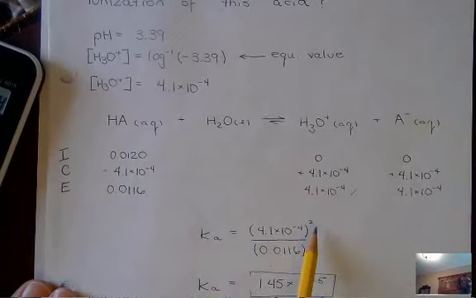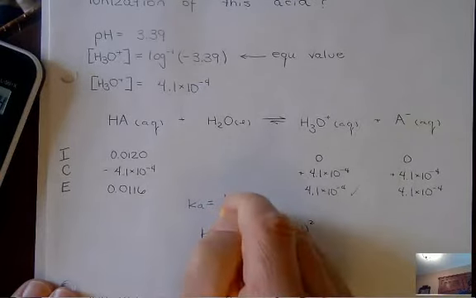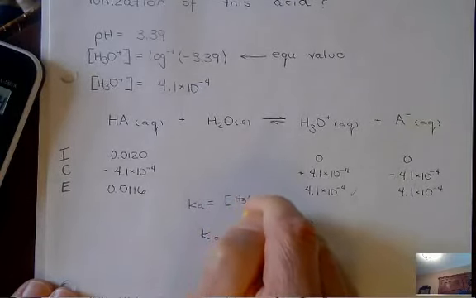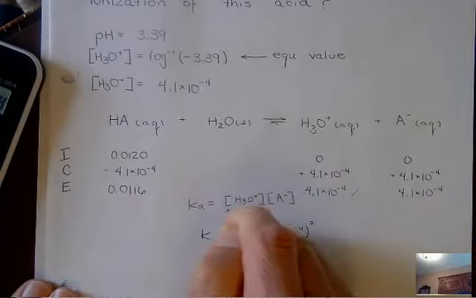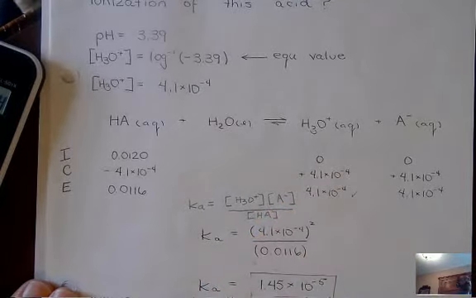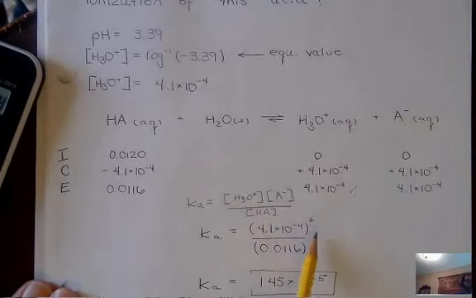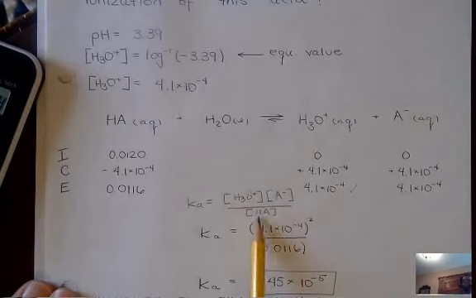Divided by the concentration of 0.116. I'll write this in here to help. This is going to be H3O plus, A minus, all divided by HA. So this times this, put that number in, a number times itself is the number squared. So that's where that came from. And this is that number over here. Good. All right, that didn't come out so neat, so I'll just erase it for now.